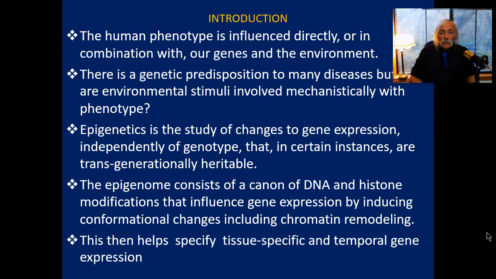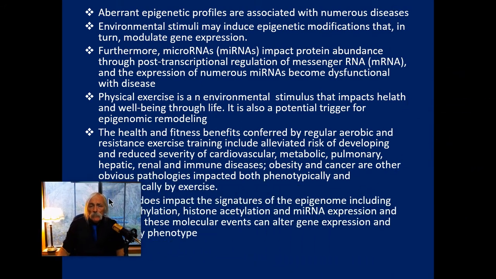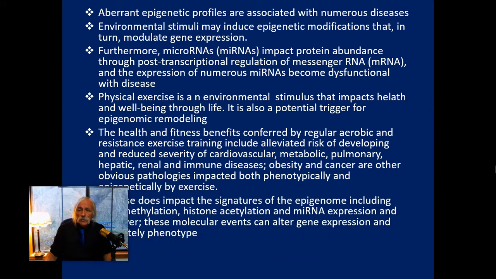Okay. So, independent of genotype, that in certain instances are transgenerationally heritable. Okay, so you have to understand you can inherit epigenetic reprogramming. The epigenome then consists of a canon of DNA and histone modifications that influence gene expression by inducing conformational changes, biophysical changes, including chromatin remodeling. This then helps specify tissue-specific and temporal gene expression in normal healthy tissue as well. So, aberrant epigenetic profiles are associated with numerous diseases. We know this from the literature.